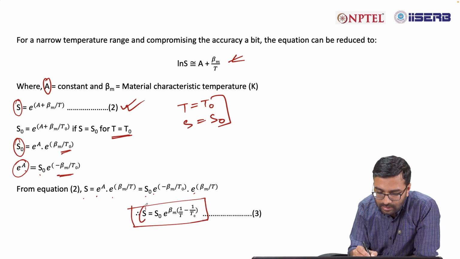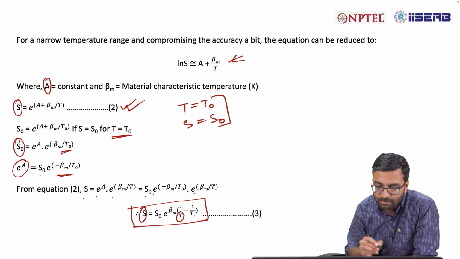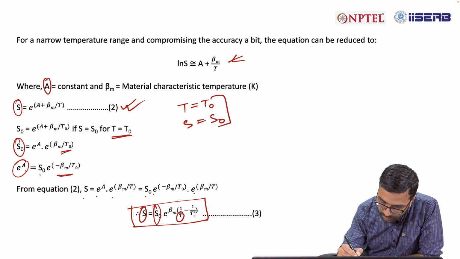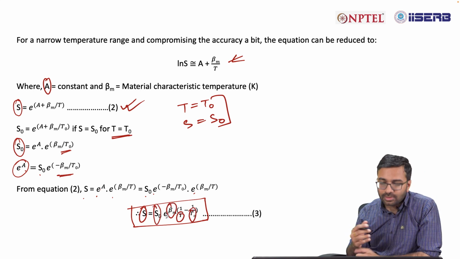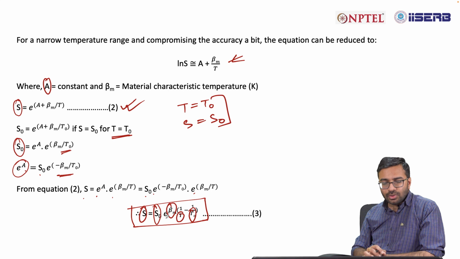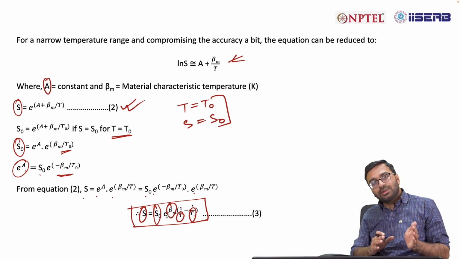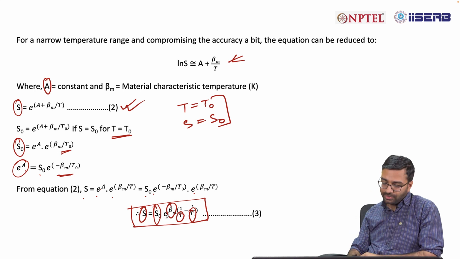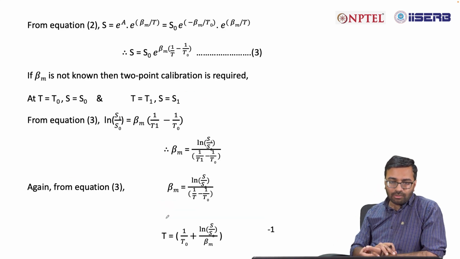So, it will give you this equation, that is the relation between response and temperature, where S0 is known, T0 is known, and beta m is known because it is a material property. So you can very easily find out what the response of the sensor is for a particular temperature. So this is one way of doing it.